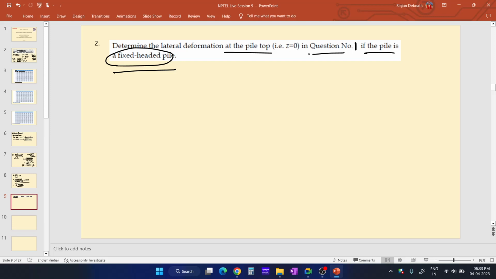Okay, so in that case, let me show you how. There is a special process which we need to follow in order to solve this type of problems using Hetenyi's approach. Let me solve this problem, and I will explain to you as I solve it.